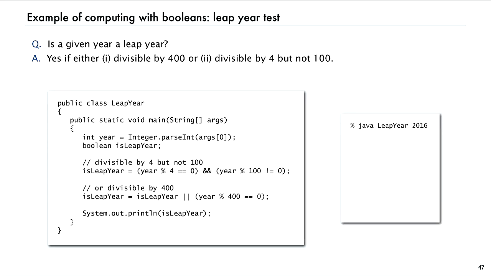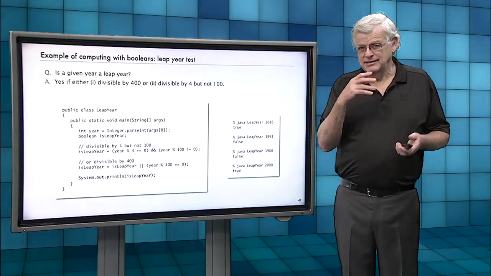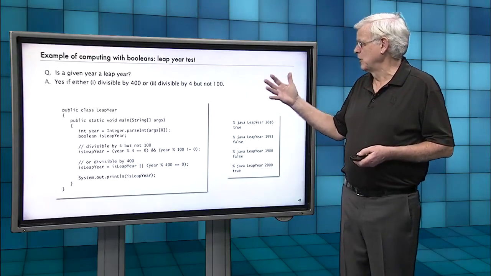So now we have a program that we can keep on our computer, and any time we can type and ask, is 2016 a leap year? And it says yes. 1993, no. 1900, no. But 2000, yes. That's an example of computing with Boolean data types.